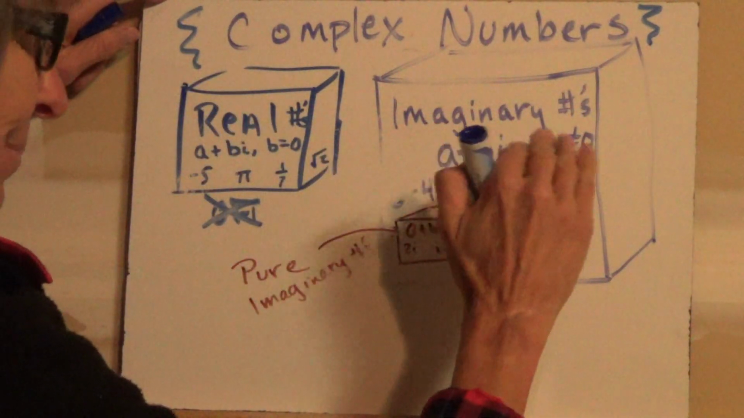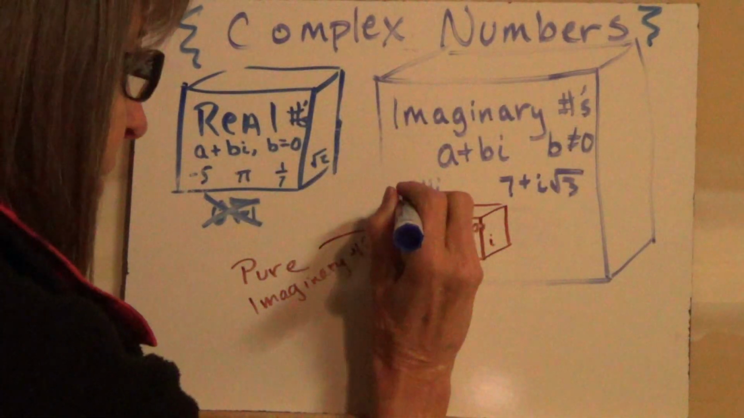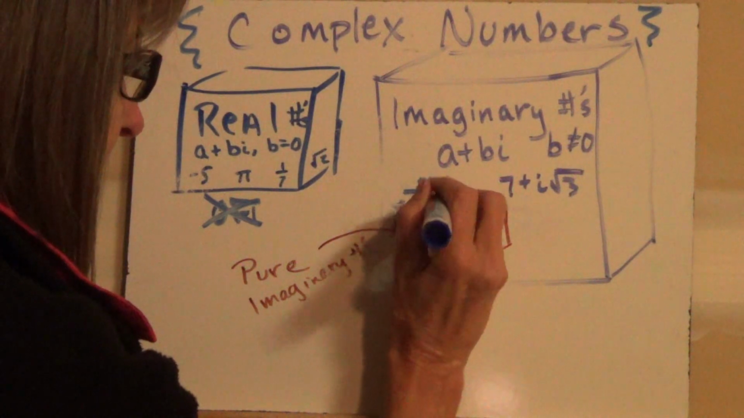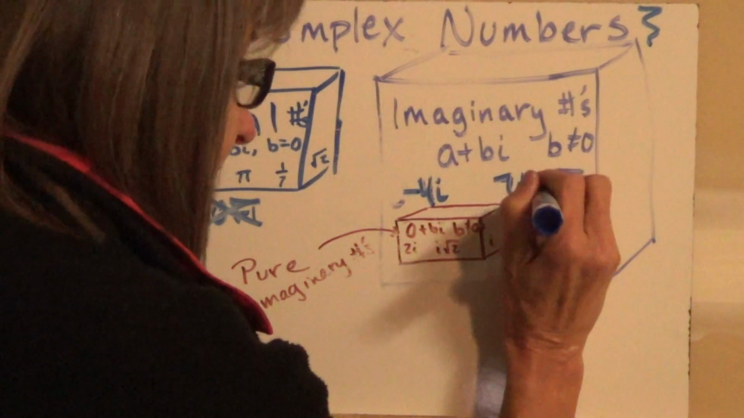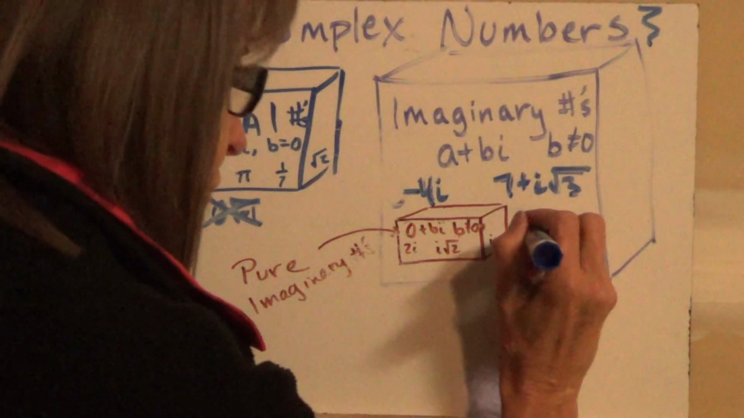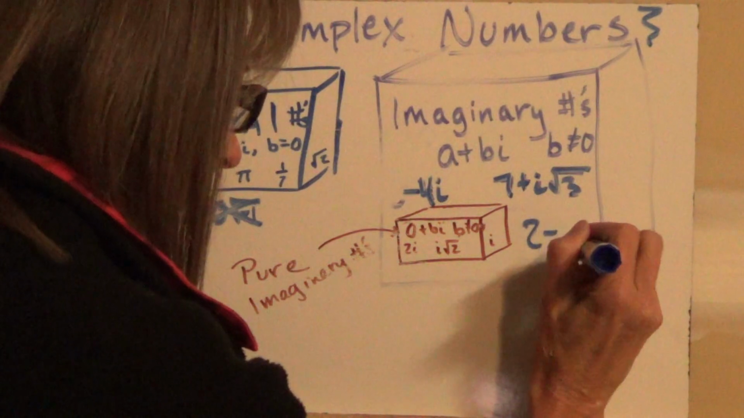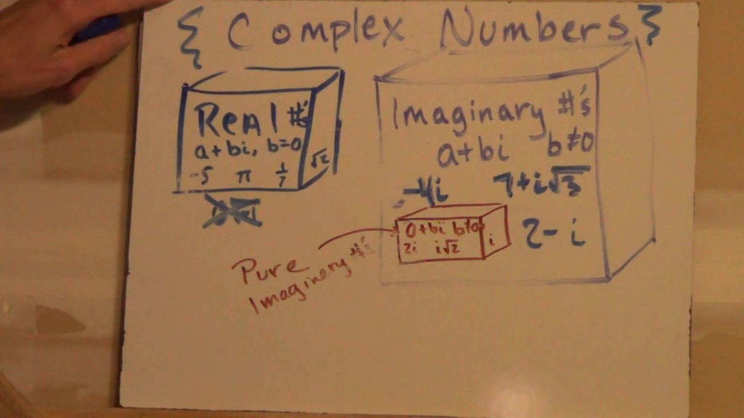But a plus bi, where b doesn't equal 0, means that you've got an i in there. You could have -4i, 7 plus i radical 3, 2 minus i. Anyway, I'm getting way too into it.